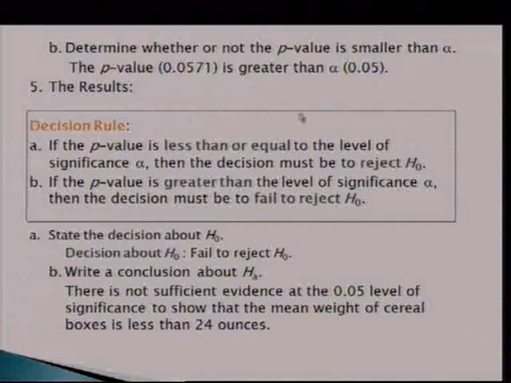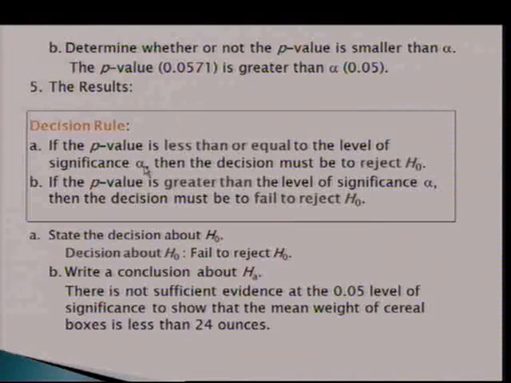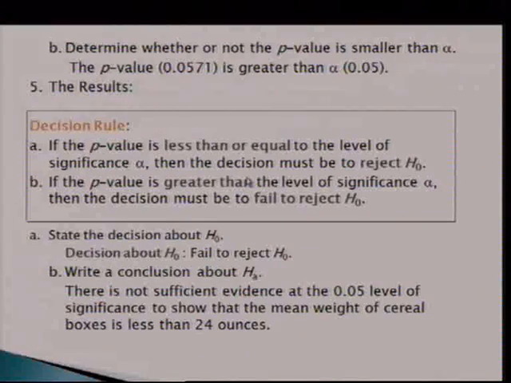This is greater than the significance level, and the decision rule you have to apply is that if the p value is less than or equal to the level of significance alpha, then the decision must be to reject the null hypothesis. But if the p value is greater, then we fail to reject H0, which means we are accepting the null hypothesis. So the decision about H0 is fail to reject H0.